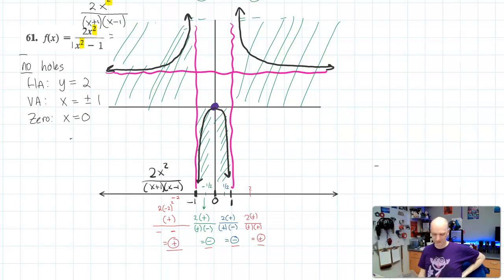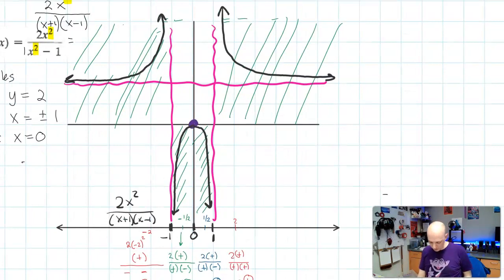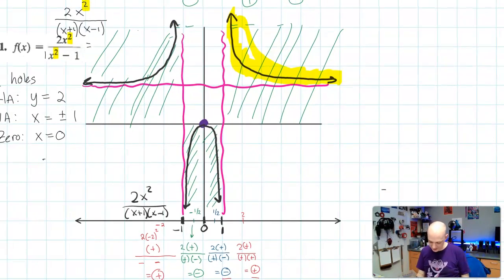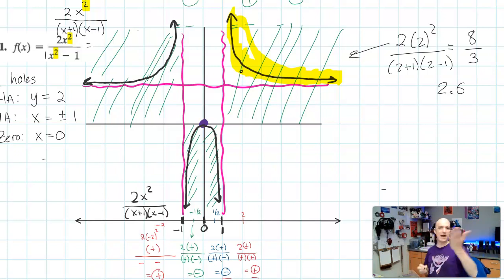Just like I said, I'm pretty comfortable with these, so testing the sign value was enough. But if you weren't sure, say you're like, I need to know a little more confidently that this is above the axis or exactly where that is, then there's no shame in actually plugging in like 2, for example, and just doing 2 times 2 squared over 2 plus 1 times 2 minus 1, and figuring out the value. In this case, that's 8 over 3, which is around 2.6. Did we get it about right? Yeah, it looks like we got it about right. So that would be another totally okay thing to check if you wanted to.